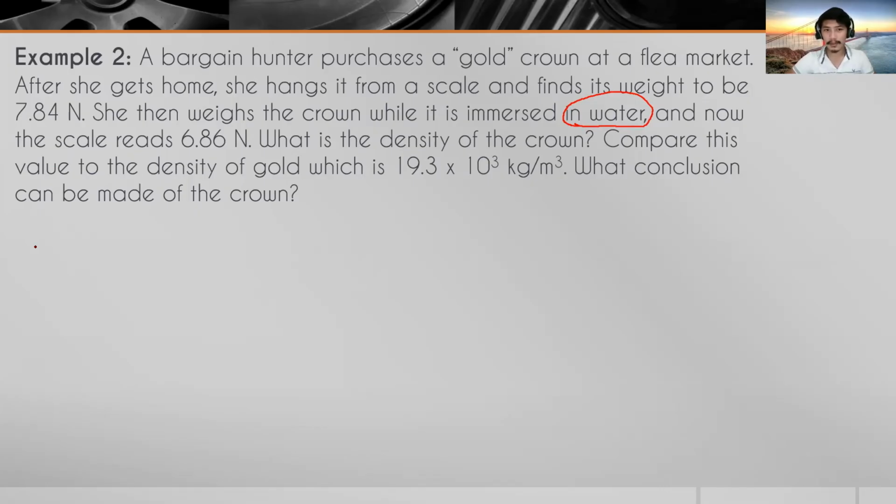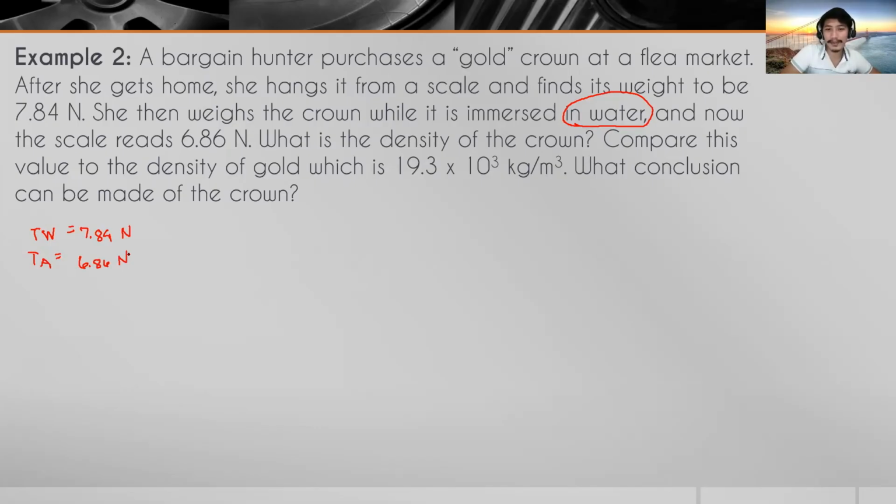She hangs it from a scale and finds its weight to be 7.84 Newton. What is that 7.84 Newton? That is our true weight, 7.84 Newton. And then she weighs the crown while it is immersed in water. So it is already immersed in water, so that is our apparent weight, which is 6.86 Newton. Just take note that the apparent weight is always less than the true weight.